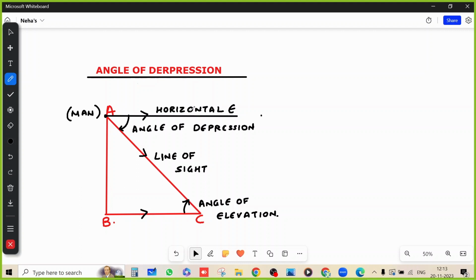This is because the lines AE and BC are horizontal lines, so they are parallel to each other, and the angle of depression and angle of elevation here are alternate interior angles, which are equal in the case of parallel lines. So this concept would be used even in the questions that we are going to do ahead. So let's now begin with the questions.